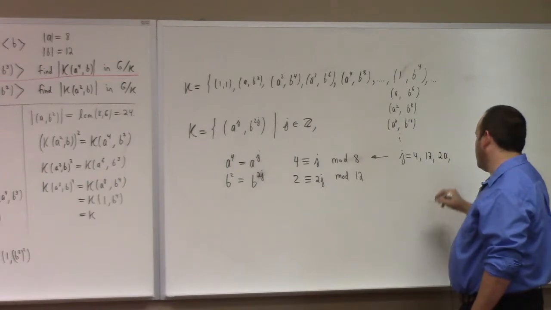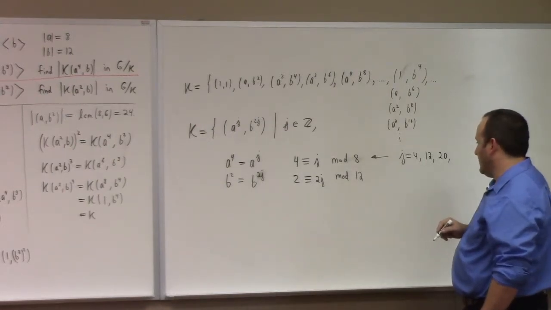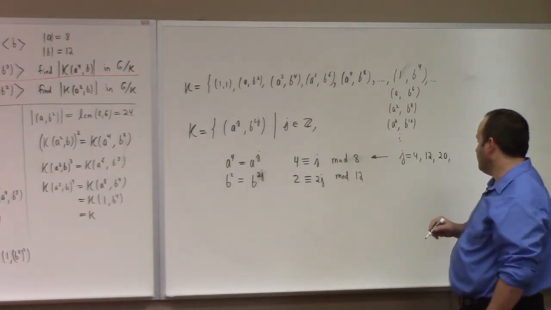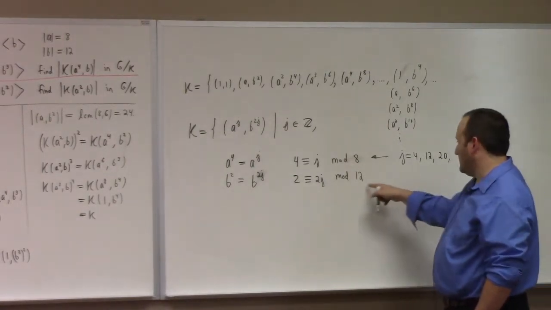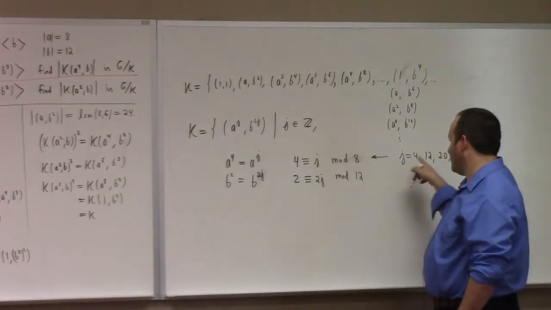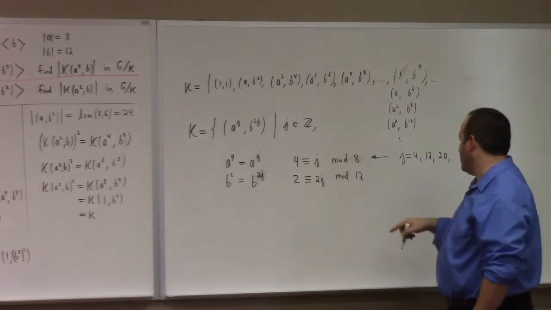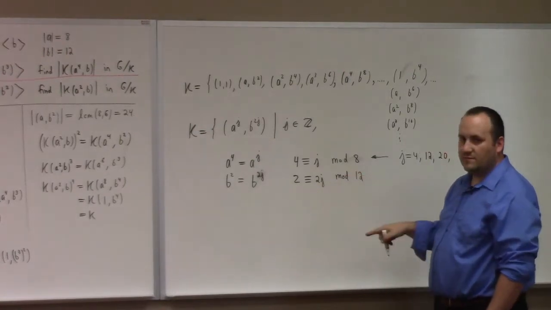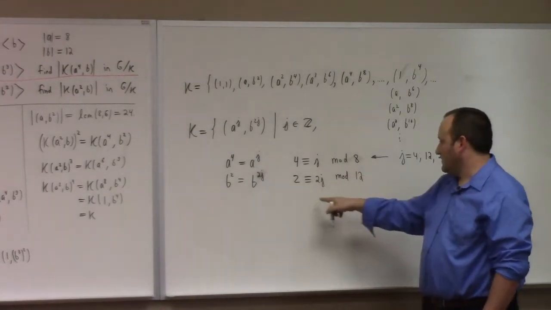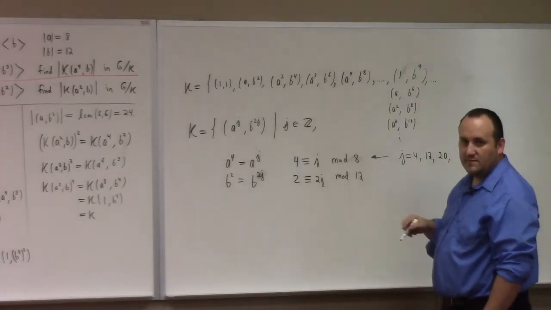20. Is that enough? I don't know. Might be enough, I guess. Down mod 12, do any of those work? If I put 4, I get 2 congruent to 8? No. If I put 12, 2 congruent to 0, that's not good. If I put 20, I get 2 congruent to 40. Still hard to manage mod 12.